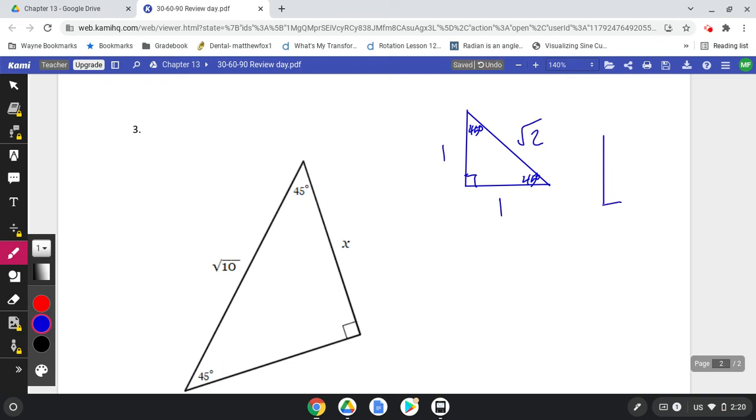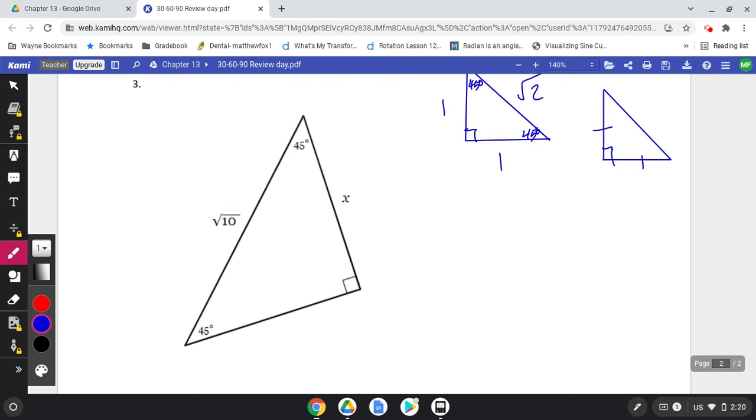Sometimes your 45, 45, 90 triangle won't have the 45s in there. It'll just have these marks. Those show that those sides are congruent. Tells us we have an isosceles triangle. Whenever we have a right triangle that's isosceles, it has to be a 45, 45, 90 triangle. That's the only way it's possible.